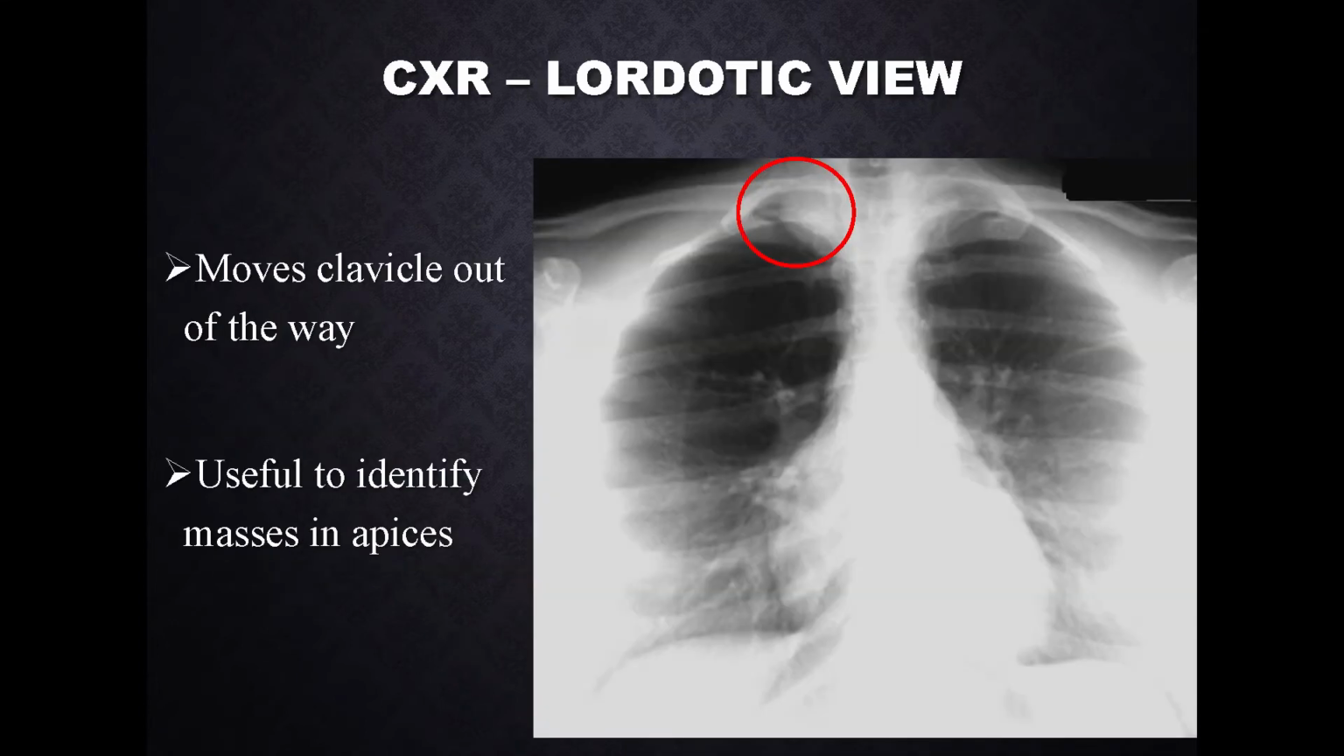And this is a lordotic view. A lordotic view is probably something that you won't usually ask for unless you do a respiratory term, mainly looking for patients with question mark tuberculosis or known tuberculosis. So basically the clavicles are moved out of the way.